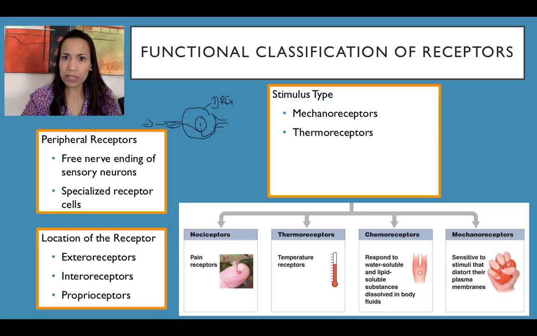Then we have thermoreceptors. What do you think they respond to? They respond to changes in temperature, like your AC.